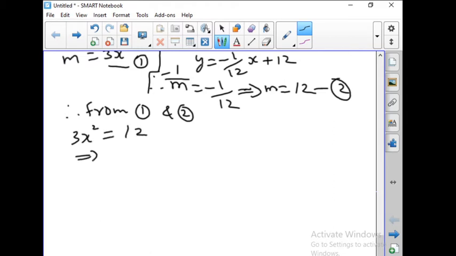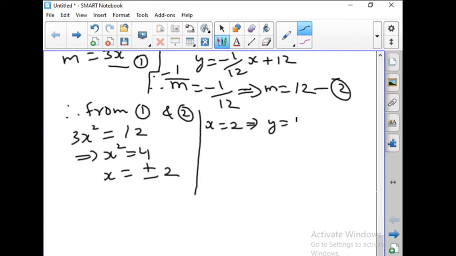So dividing, x square is equal to 4. So x is equal to plus or minus 2. So when x is equal to 2, what is y? What is the formula? y is equal to 1 plus x cube. So y is equal to 1 plus 8, which is equal to 9. Therefore, what is the point? 2 comma 9.